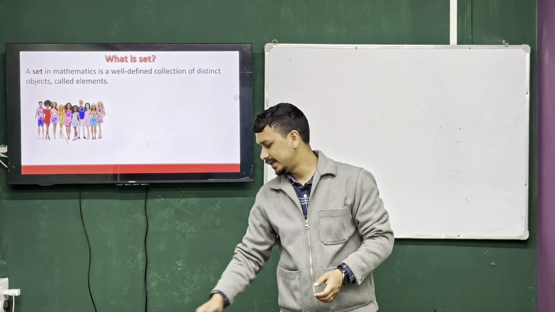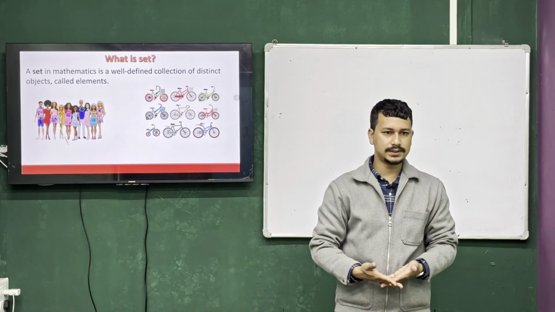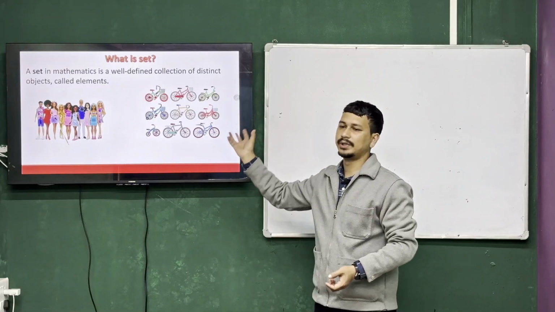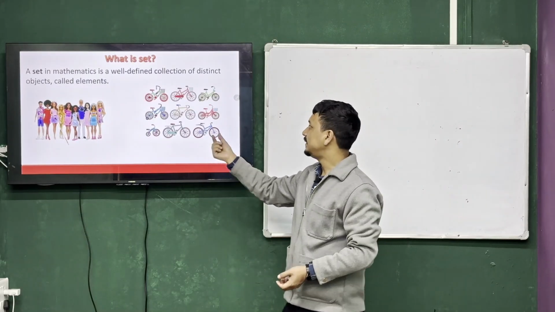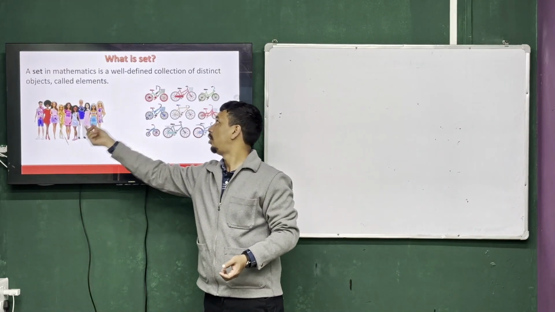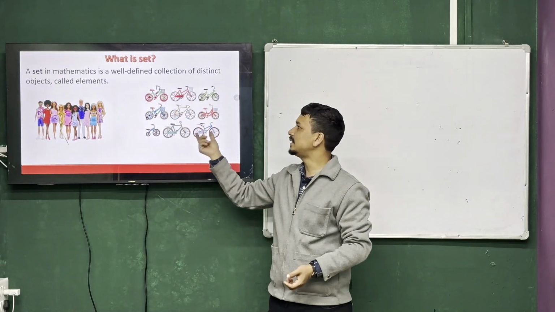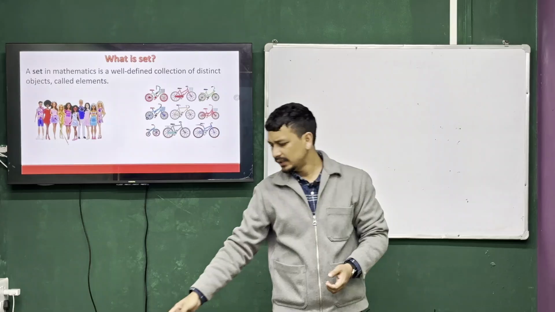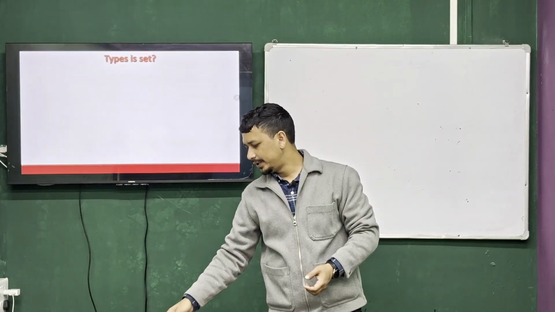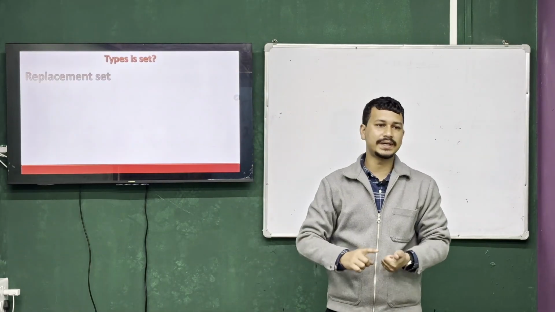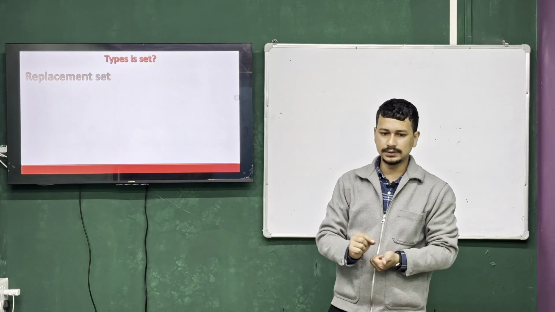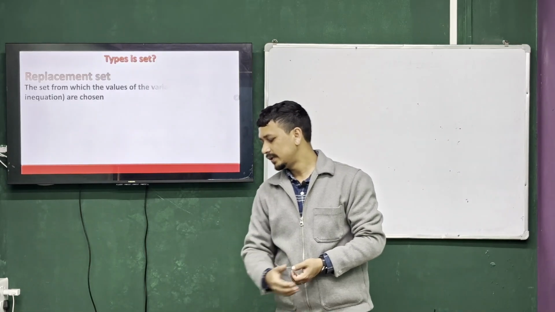Alright. Or let's say a set of bicycles, right? We have many bicycles here. So when you collect them all, that becomes a set. And each Barbie here or each bicycle in this set are called elements. Alright. Then there are 2 types of set. The first one is replacement set. Again, these are very important for your numericals. So what is replacement set?